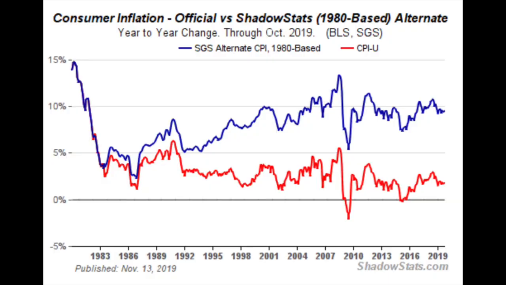Now take a look at this one, even worse. If we measure it from the 1980 numbers through today, it looks like it's closer to 10% than that 2% number.